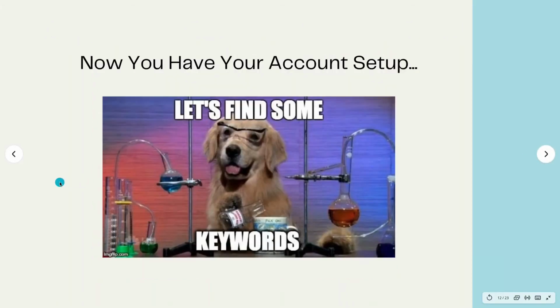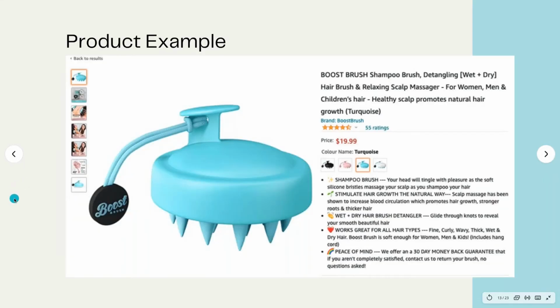So the next thing that I want to go over is, now that you have your Google Ads account set up, we want to look at what keywords we want to target. So for this example, I wanted to use, it's like a shampoo brush. I've been seeing these around Facebook and Instagram lately, so I thought this would be a good one to do.